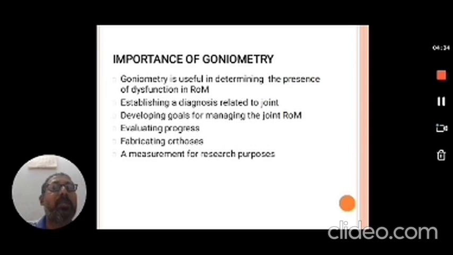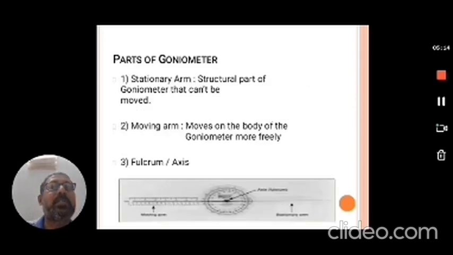This goniometer is very useful in determining the range of motion, to what extent the movements are happening in a joint, and to diagnose problems related to the range of motion. It is used in managing and developing goals or treatment plans to maintain or restore the range of motion in a perfect way. It is also used to evaluate progress, to some extent in fabricating orthoses, and in recent evidence-based practice it has also been used in the majority of research purposes.